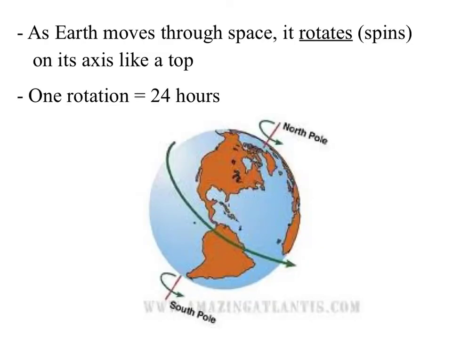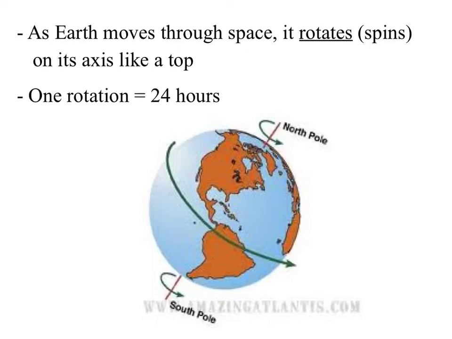First, as the Earth moves through space, it rotates, meaning it spins on its axis like a top. So it just kind of twirls, like a ballet dancer that puts her hands up in the air, and I don't know what that's called. But anyway, that's rotation, that's spinning, twirling. Each rotation lasts 24 hours, and that equals a day.